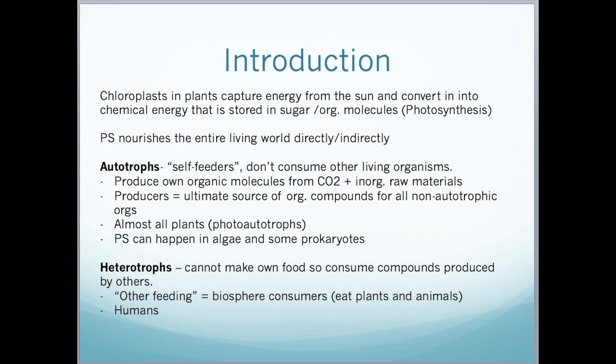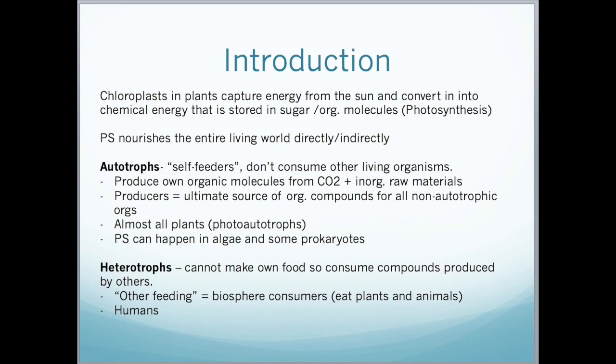The first one is autotrophs, so these are self-feeders, which means that they don't consume other living organisms. So they produce their own organic molecules from carbon dioxide and other inorganic raw materials, and produce all the organic compounds that are needed for heterotrophs, which we'll discuss shortly. So autotrophs are usually plants.